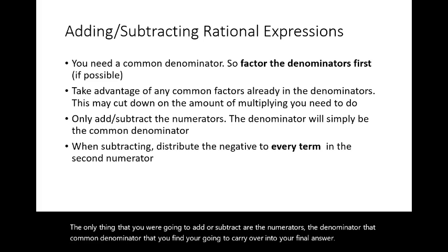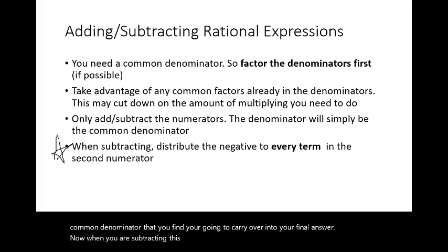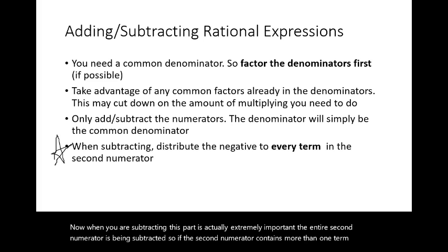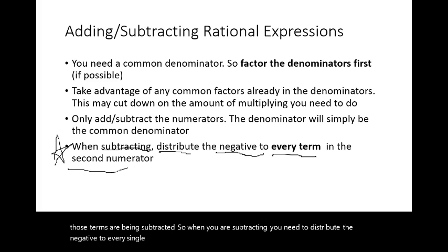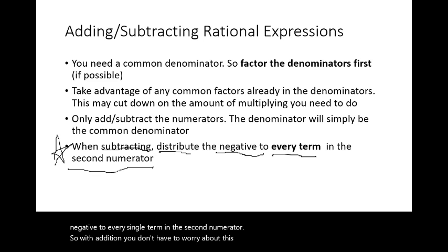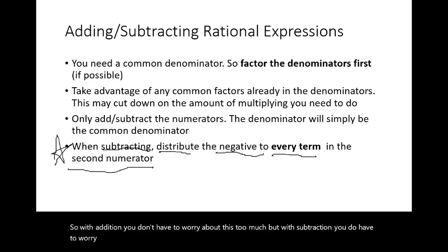Now, when you are subtracting, this part is actually extremely important. The entire second numerator is being subtracted. So if the second numerator contains more than one term, all of those terms are being subtracted. So when you are subtracting, you need to distribute the negative to every single term in the second numerator. So with addition, you don't have to worry about this too much, but with subtraction, you do have to worry about distributing that minus sign to every single term in the second numerator.